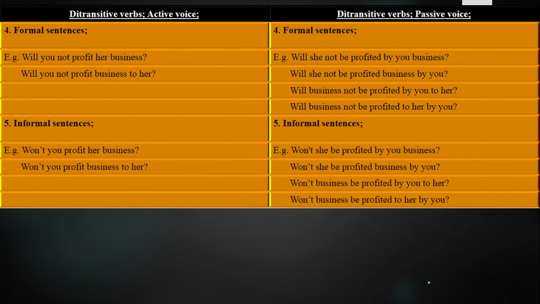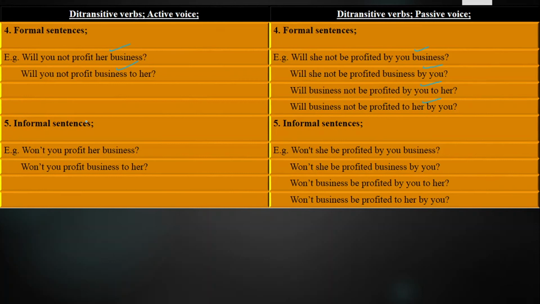Next we have the formal sentences of ditransitive verbs. What are formal sentences? Those sentences in which we ask questions and deny the statement in a formal, polite and respectful way. We use them with our elders, seniors and those you are not close with. Will you not profit her business? Will you not profit business to her? Will she not be profited by you business? Will she not be profited business by you? Will business not be profited by you to her, and will business not be profited to her by you?